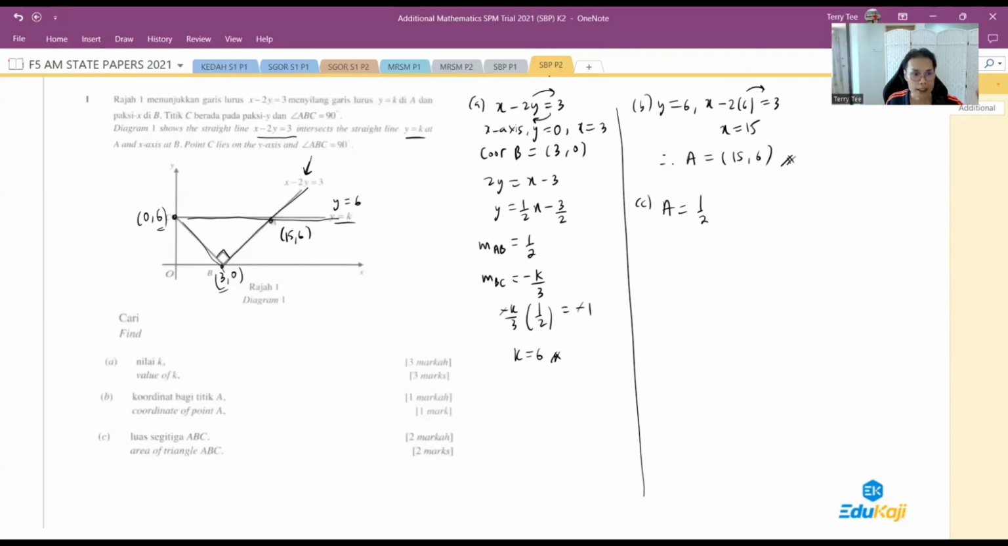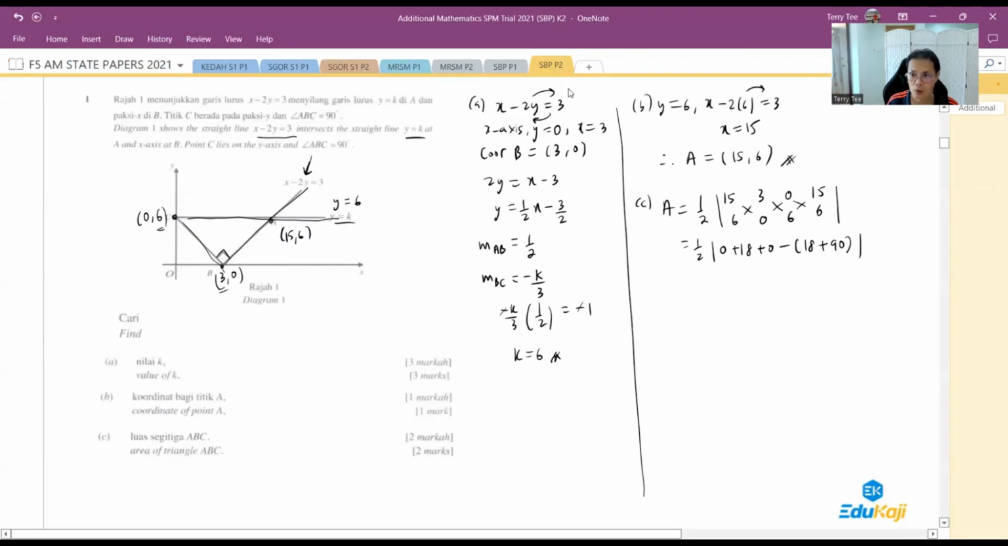A lot of people will say, okay, A, B, C, I'll just use half x1, y1. Let's say A first, right? 15, 6, x2, y2, 3, 0, x3, y3, 0, 6. Repeat point number 1. Yeah, you can do that. So let's multiply downwards. This is 0. This is 18, right? This is 0. Then you multiply upwards. This is a negative. I have to put a negative in front. 6 times 3 is 18. 0 times 0 is 0. This is 90. 6 times 15 is 90. So we have half of -90.